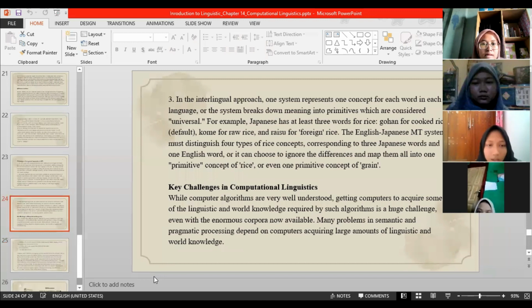And the third, in the interlingual approach, one system represents one concept for each word in each language, or the system breaks down meaning into primitives which are considered universal. For example, Japanese has at least three words for rice: gohan for cooked rice, kome for raw rice, and raisu for frying rice. The English-Japanese system can distinguish four types of rice concept corresponding to three Japanese words and one English word, or it can choose to ignore the differences and map them all into one primitive concept of rice, or even one primitive concept of grain.